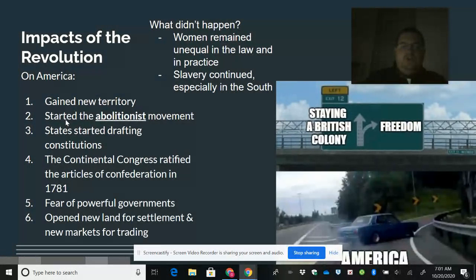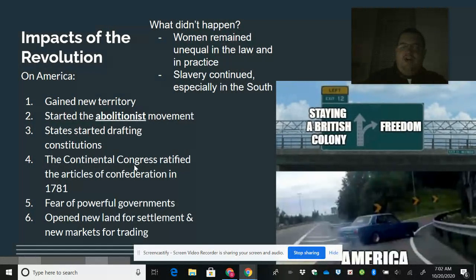Number 2, it started the abolitionist movement. We'll talk about that later. Number 3, states started drafting constitutions. We had the United States Constitution that was going to take effect later on, but now states were drafting their own constitutions as well. And that's something we have even today. We have the United States Constitution, and then we also have individual states with their own constitutions.